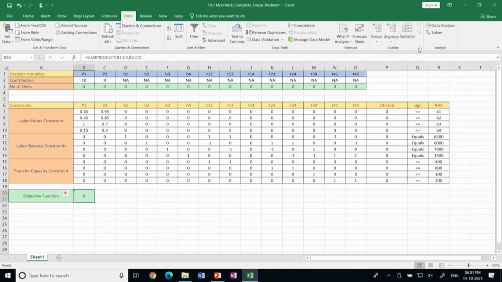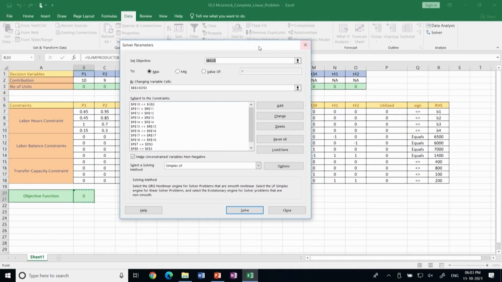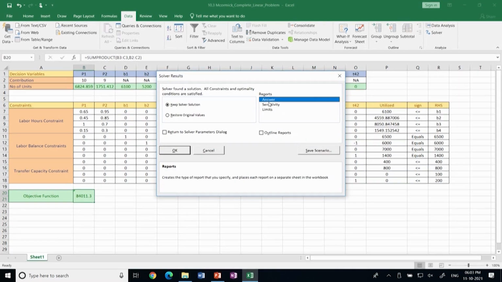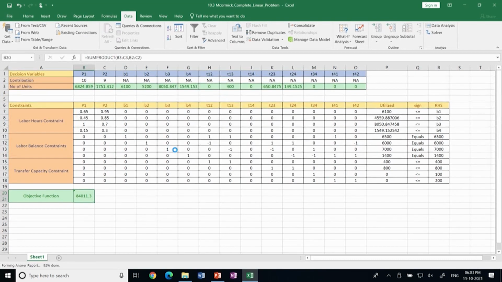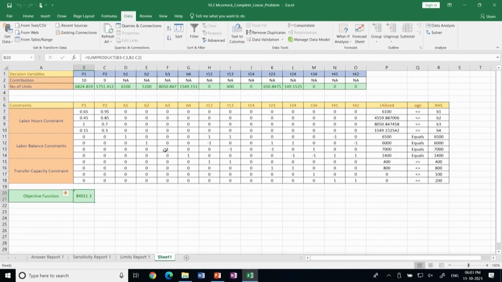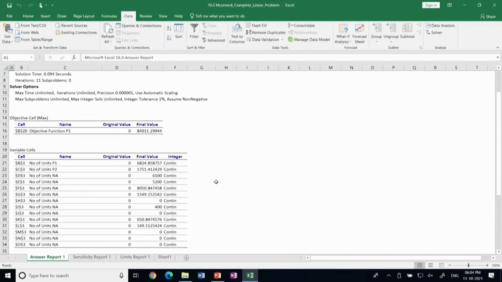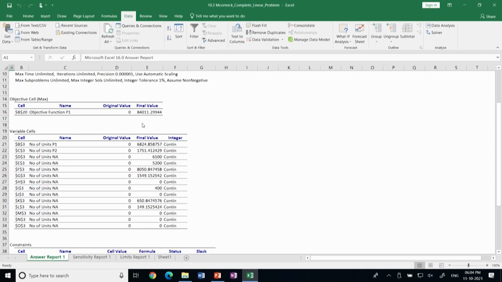Go to data, solver, solve it. Yes, now I got the solution value of P1, P2, B3, B4 and so on. Now, I will go to answer report. So, I have brought this answer report. Our objective function value is 84,011.299. Similarly, I am going to the sensitivity report.